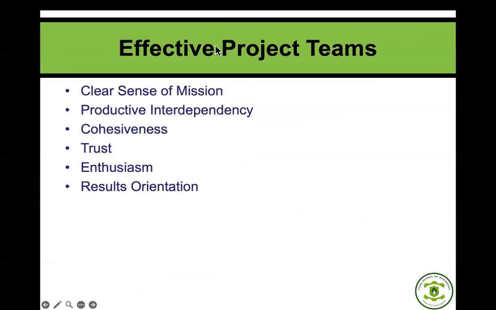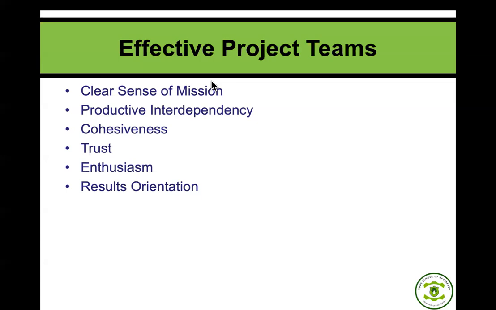Effective project teams. So let's look at the characteristics of effective project teams. How can we ensure that we have an effective project team? We have quite a number of factors there. There must be a clear sense of mission. It is important that we have a clear sense of mission, because the most successful team must have a very clear and a shared understanding of what they want to do, so that everyone is aligned on the overarching mission and the individual roles they will all have to play to achieve the broader mission. So a clear sense of mission is very important.